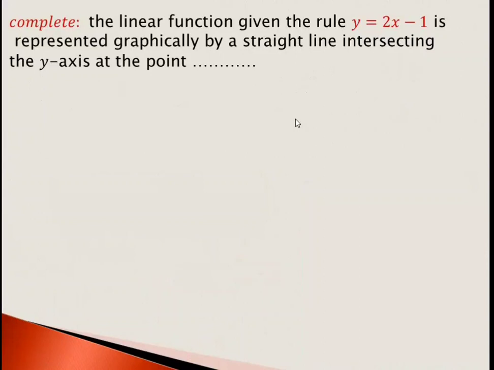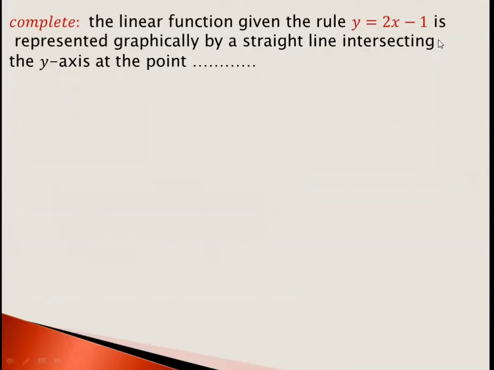The linear function given by the rule y equals 2x minus 1 is represented graphically by a straight line that intersects the y-axis at the point what? As we said before, if we need to find the intersection point with the y-axis, we need to put the x-coordinate equals 0, or x equals 0. So we have to replace the letter x here by the number 0.